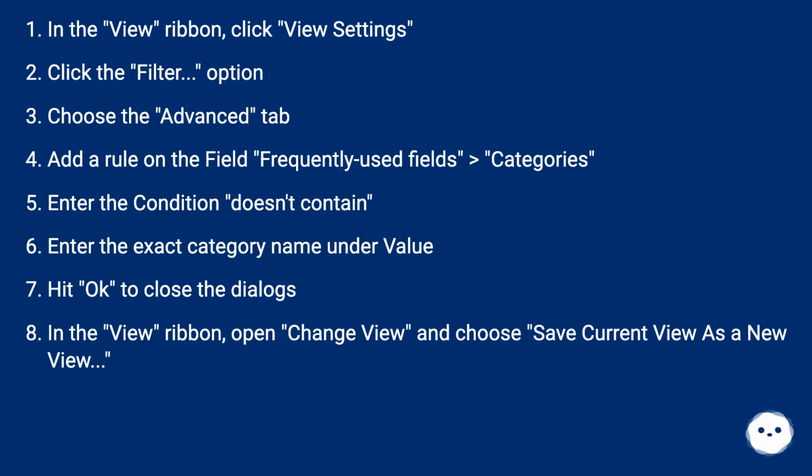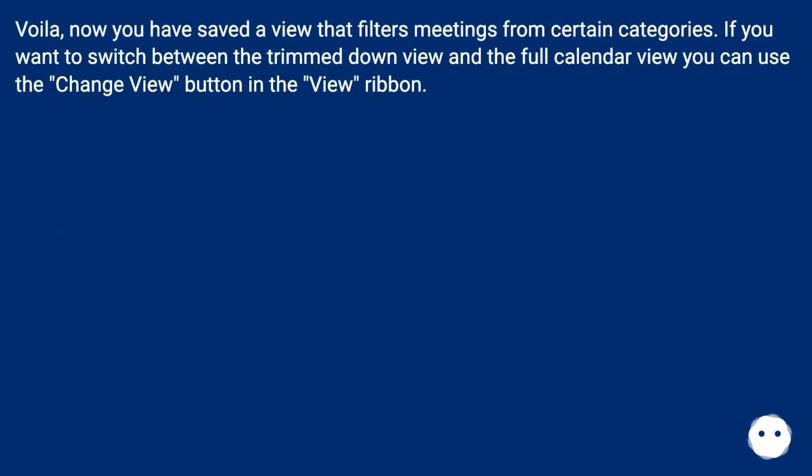Enter the condition Doesn't Contain. Enter the exact category name under Value. Hit OK to close the dialogues. In the View ribbon, open Change View and choose Save Current View as a new view. Voila, now you have saved a view that filters meetings from certain categories.